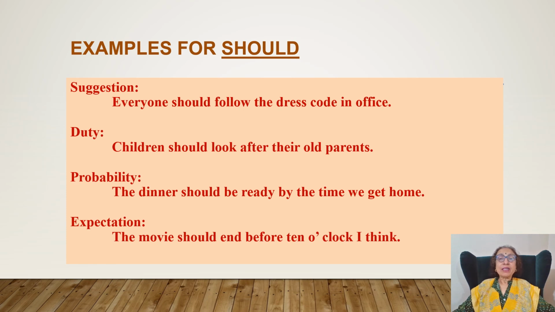So you have an expectation. The movie is going on now, so the movie should end. That way you are using this form, and for each of them, you can also say shouldn't or should not. You can also find the verbs which are used. Those are the main verbs like follow, look, ready, end. All these are the verbs. Be ready. Be is the verb here.